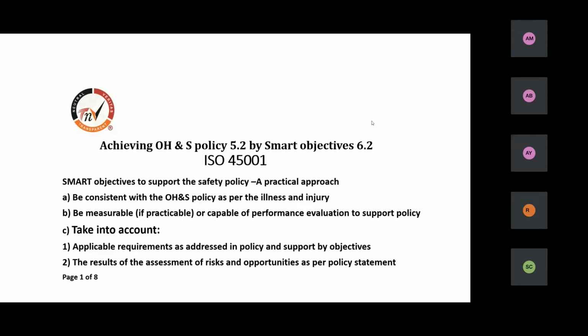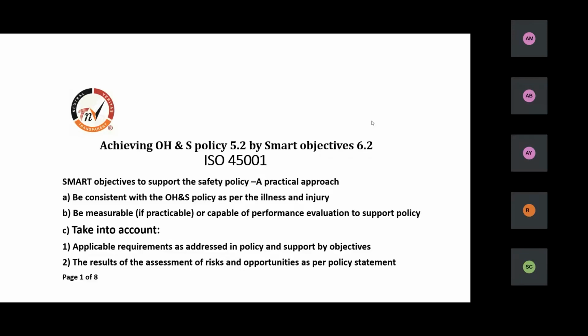But how to implement it practically in organizations, which covers the industry, the service organizations, and all across the globe, whosoever is interested in making their organization safe, to see that the health, the illness, the injuries are controlled, reduced, and analyzed. All this can be done when we have smart objectives understood conceptually and practically. We are able to plan and implement in the organization.